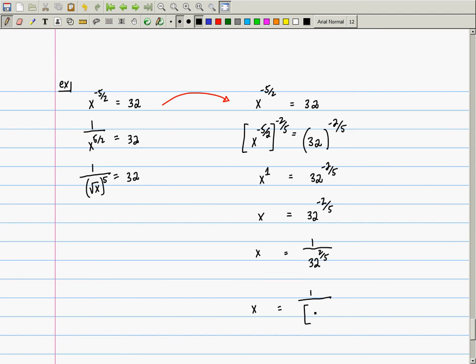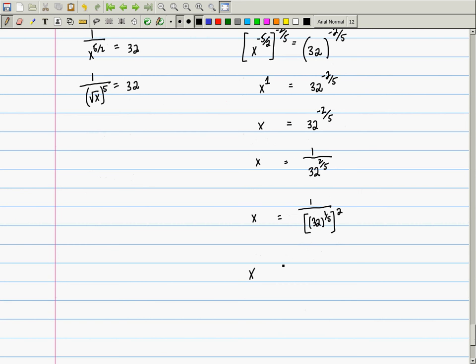So 1 over, and you can factor that exponent as follows: 32 to the 1/5, to the 2. 32 is one of those numbers in that table that I said you need to memorize. You should know what the 1/5 power of 32 is. What is it? 2, right? Because you've got 2, 4, 8, 16, 32. 2 to the 5th is 32, so the 5th root of 32 is 2. So x is equal to 1 over 2 squared, and 2 squared is 4. Shouldn't be much argument there. So x is 1/4.